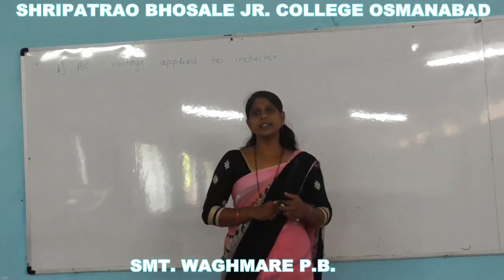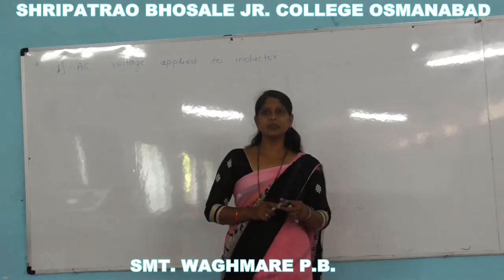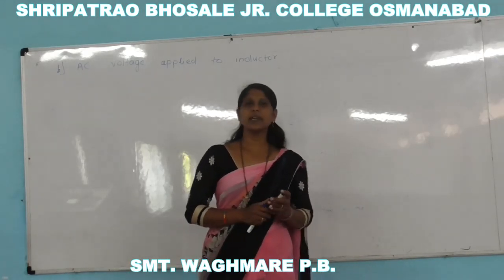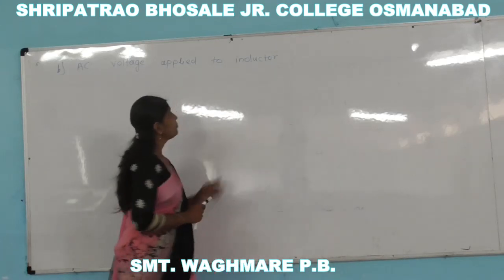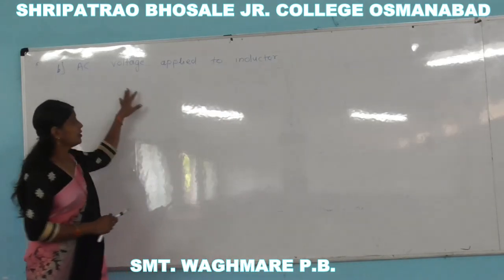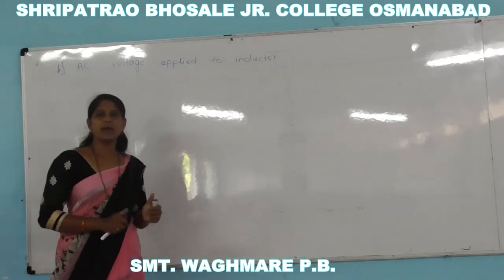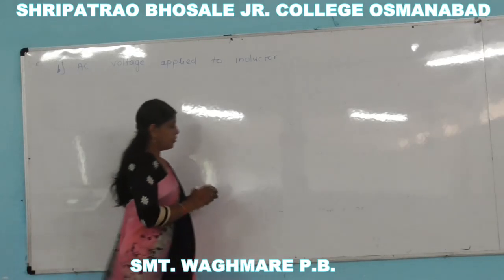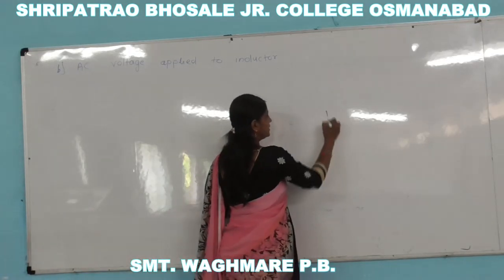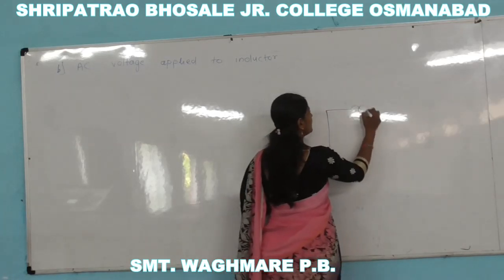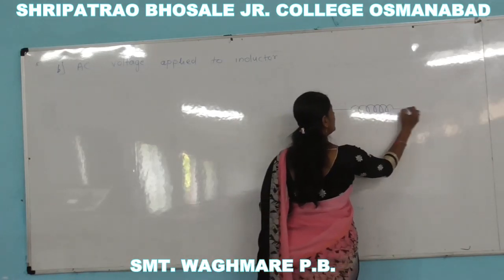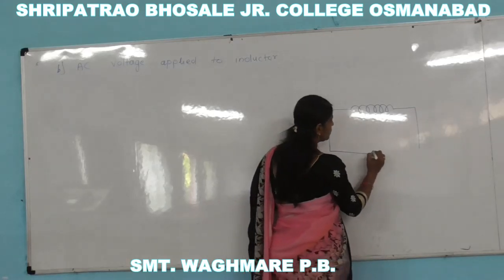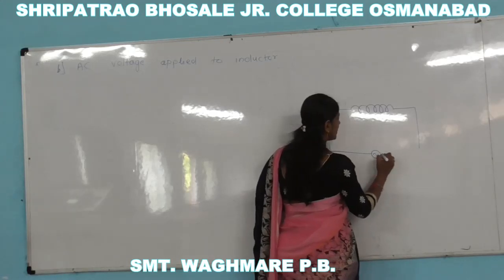In the last lecture we discussed the way an AC circuit is connected to a resistance. Now in this lecture we will discuss the AC circuit connected to an inductor. If we give the supply of AC to the inductor, suppose this is an inductor, a coil, and this coil is connected to the AC supply.